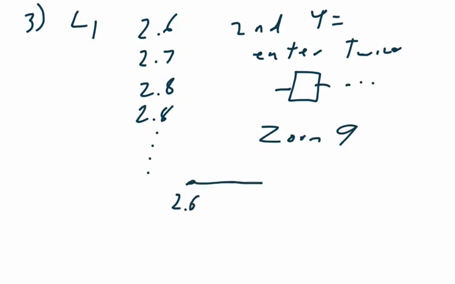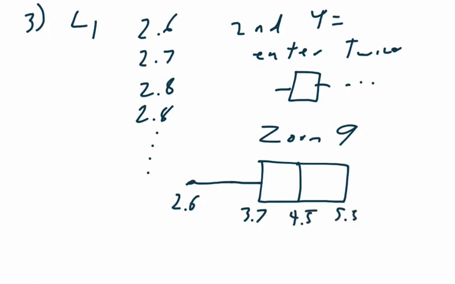The minimum's at 2.6. Q1 is at 3.7. The median is at 4.5. 5.5 is the third quartile. And 6.3 is the maximum for the box plot.